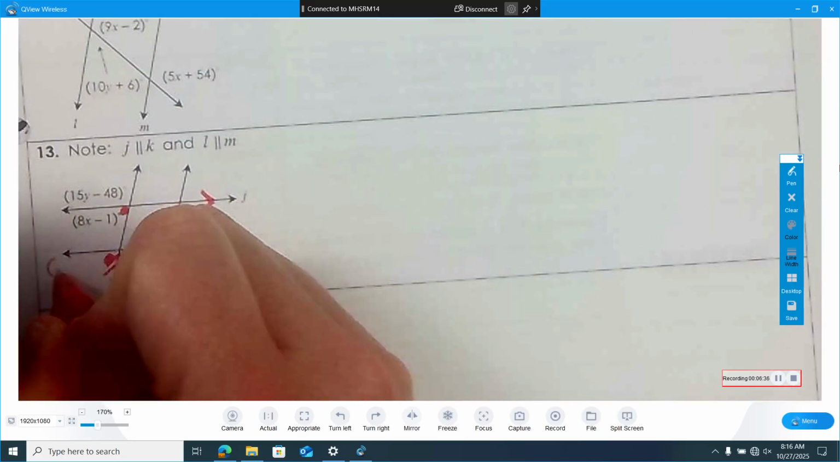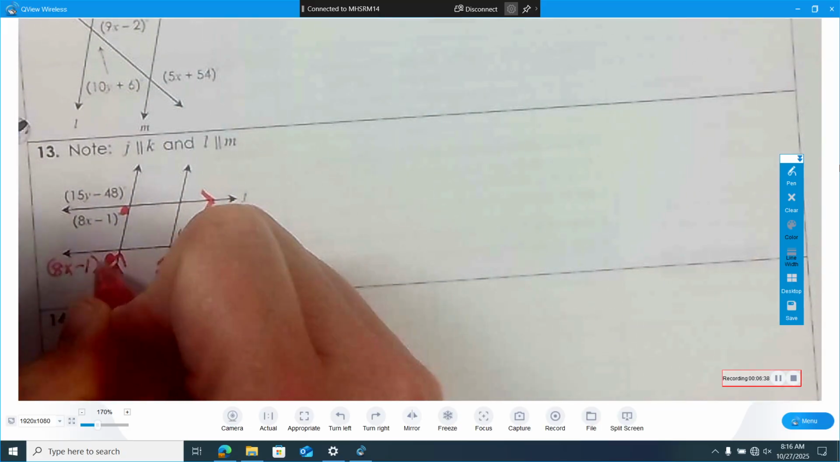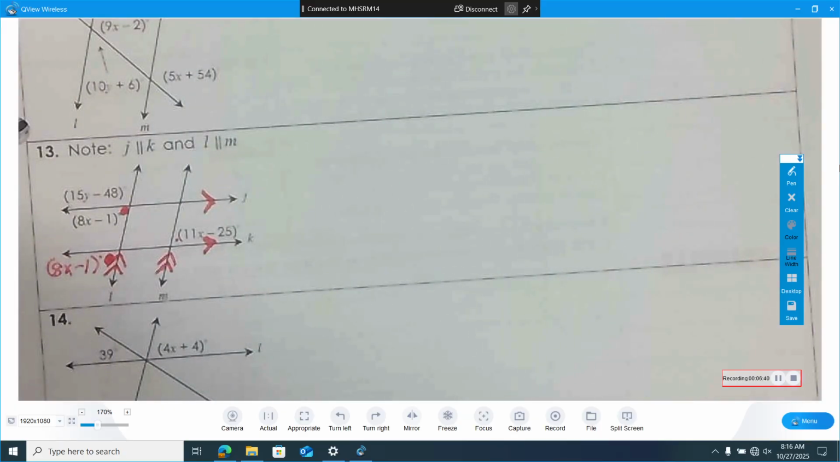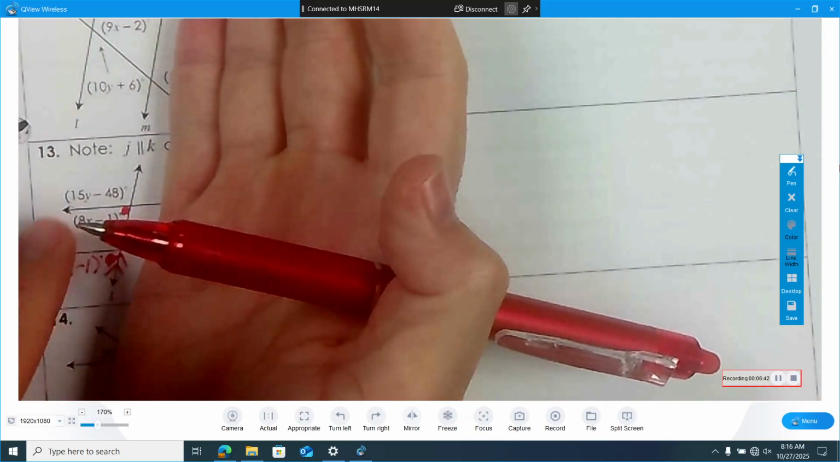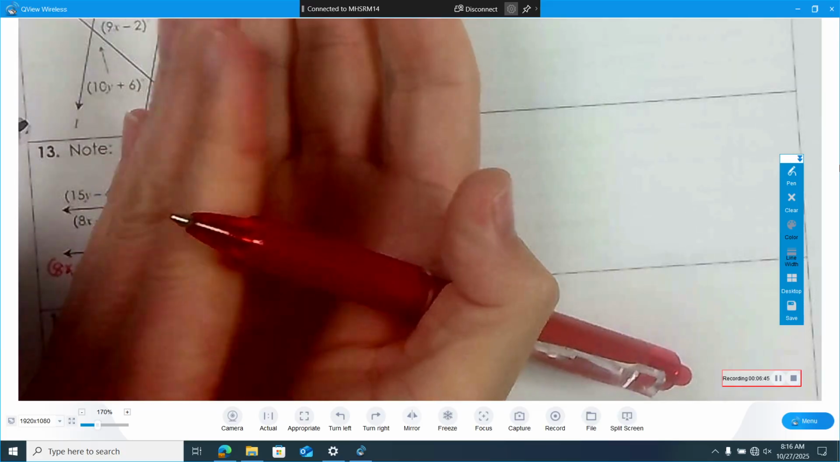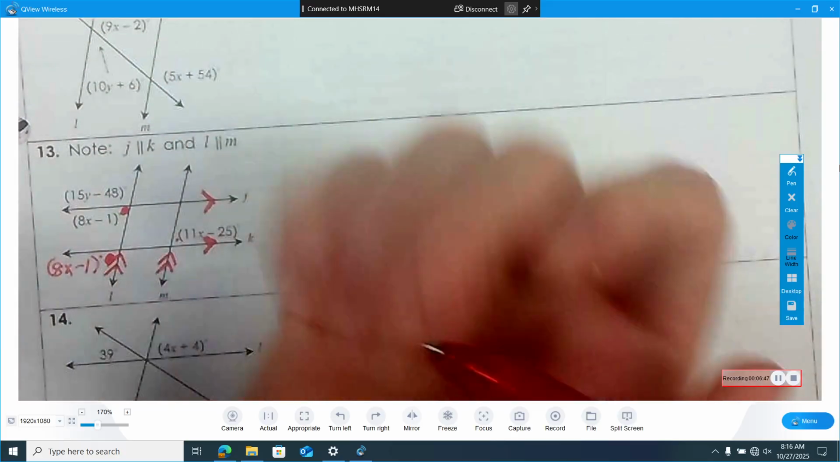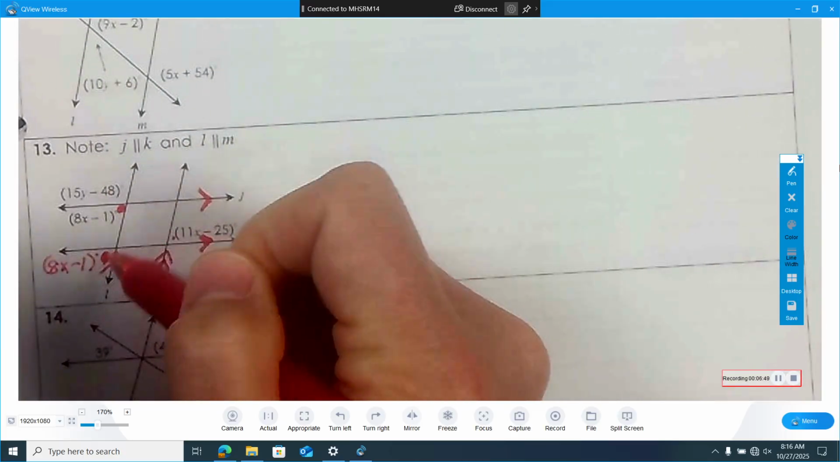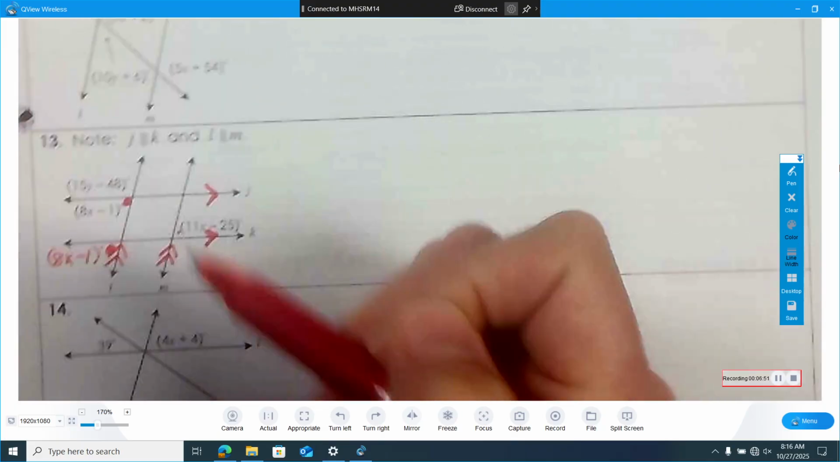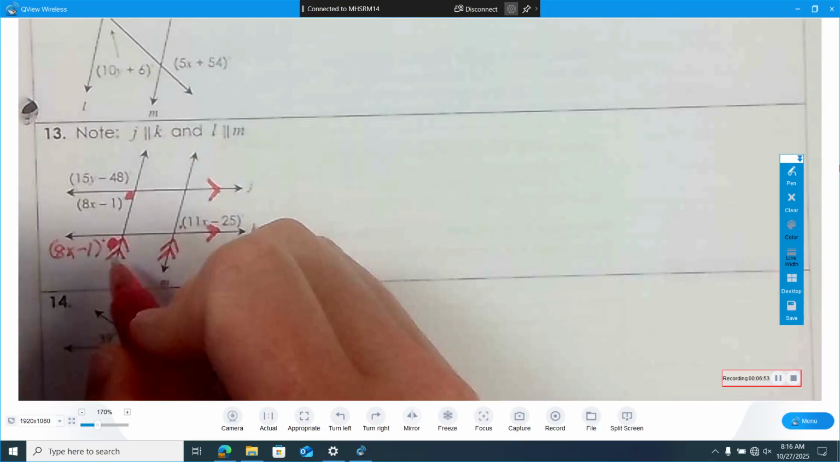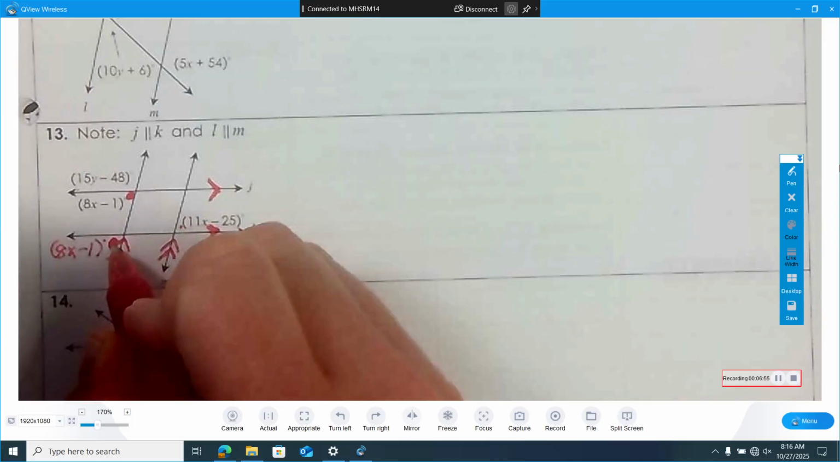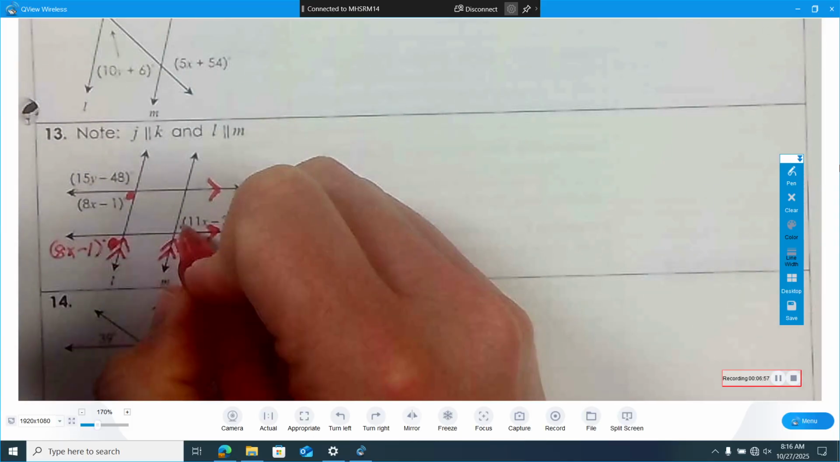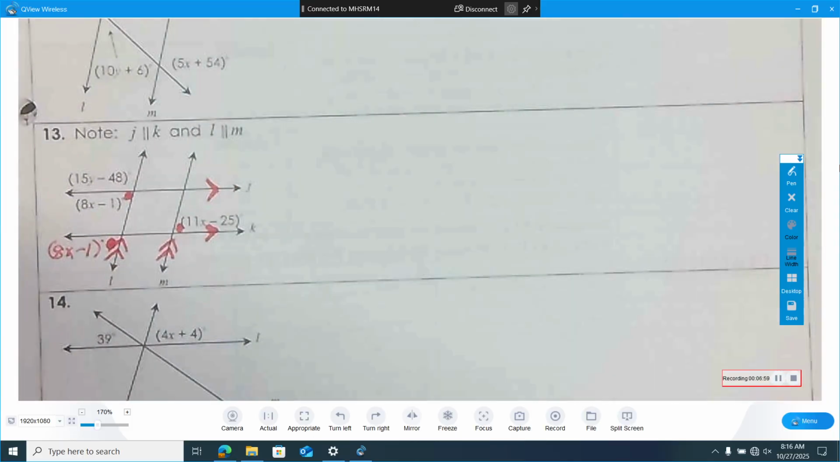So could I just write it in? I know that this one has to be 8x minus 1 degrees, so we got two parallel lines here, and they're connected by that transversal. Okay. And so we know that those are both 8x minus 1. And now, looking at my new 8x minus 1, and what you said before, 11x minus 25, what kind of angles are those?